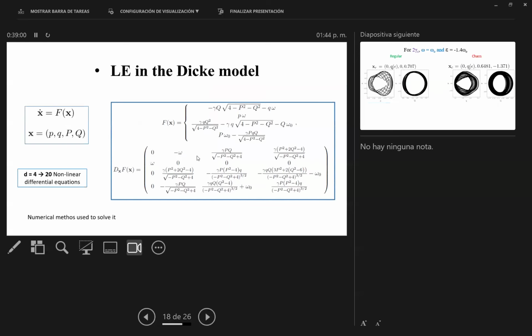And after that, we use this scenario just to put the dynamical equation of the Dicke system using the Jacobian and the dynamical equations. For this kind of system, we have that the dimension is 4. I mean that the total dimension to solve numerically is 20. You need to solve 20 differential equations at the same time with these initial conditions that I wrote before. And for this kind of system, we need to use numerical methods like Runge-Kutta, etc.